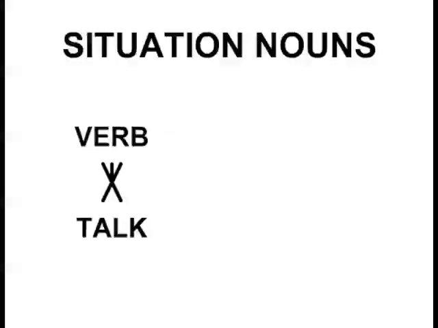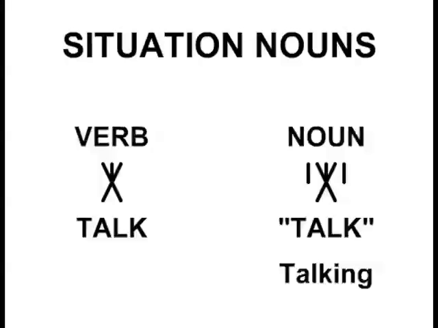Rule 6. Situation nouns represent gerunds, subordinate clauses, and infinitives. A situation noun begins with a verb, such as ka, meaning talk. Then the verb is enclosed in quotation marks. This causes the verb to become a noun which represents the action or process of the enclosed verb. In this case, talk becomes talking, the action or process of talk.